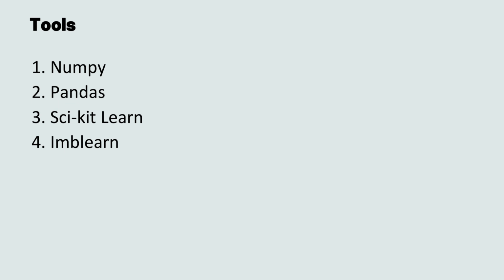Required tools for developing this machine learning model. One is NumPy and Pandas, those are the basic ones. The third one is scikit-learn for the models. And the fourth one is imbalanced-learn. I'm going to explain in the middle of the video why I'm using imbalanced-learn here. Let's dive into the coding.